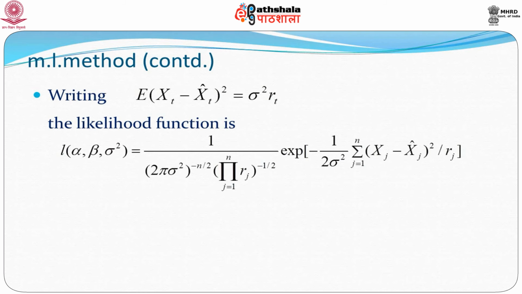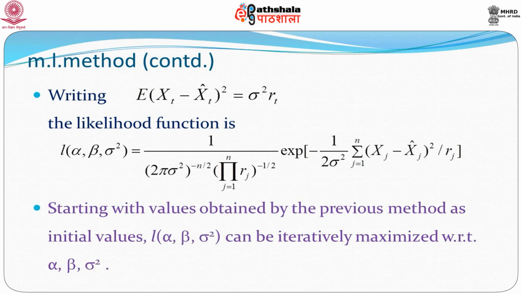Look at this, e to the power of minus 1 by twice sigma square into the sum of the residuals divided by r j. So, that is how we write the likelihood, and then we can maximize this likelihood with respect to alpha, beta and sigma square. Remember, they are all embedded in the y j's or the x j's, and starting with values obtained by previous methods as initial values, we can iteratively maximize this.